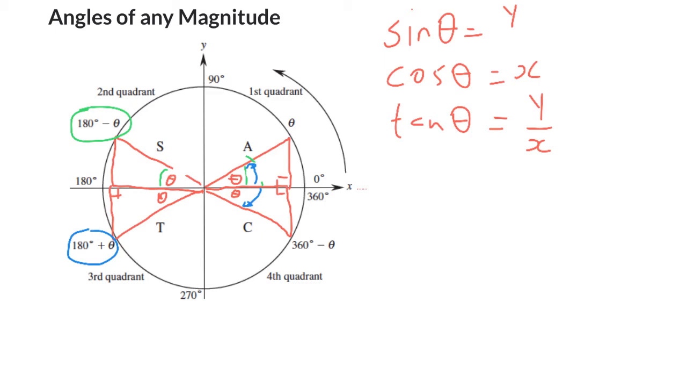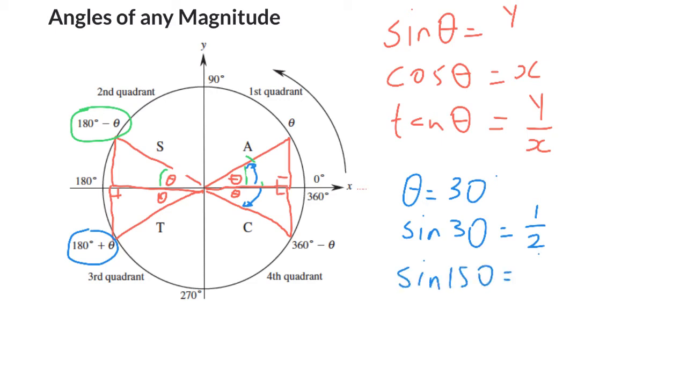In fact, if we do take that angle of 30 degrees here, if we said theta was 30 degrees, well, we know that sine 30 is equal to a half. So in the second quadrant, the angle related to 30, we go 180 minus 30, which is 150. So sine of 150 is equal to a half as well. Positive a half because in the second quadrant sine is positive.